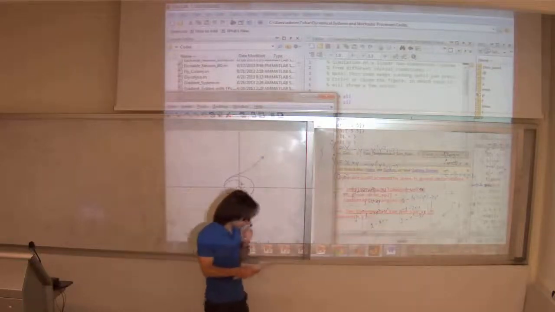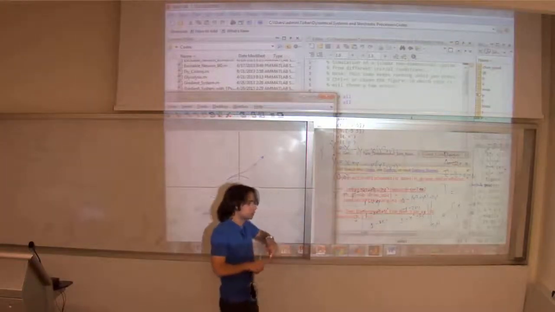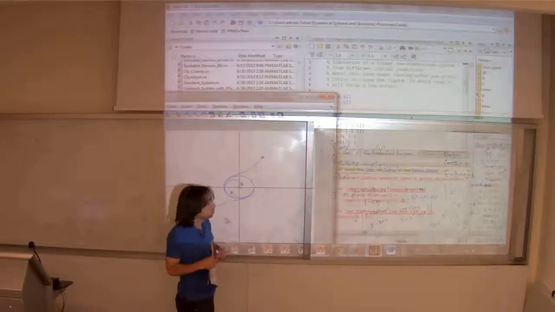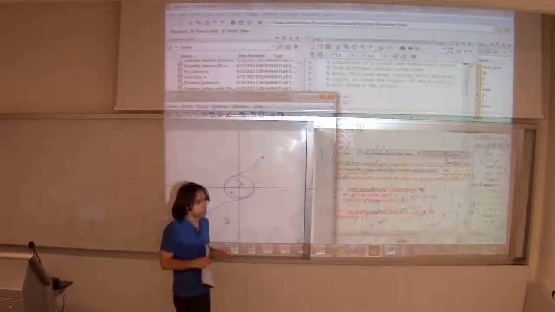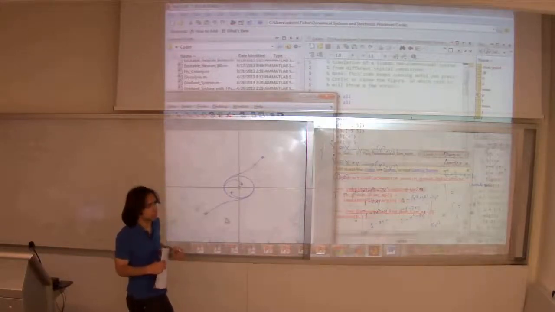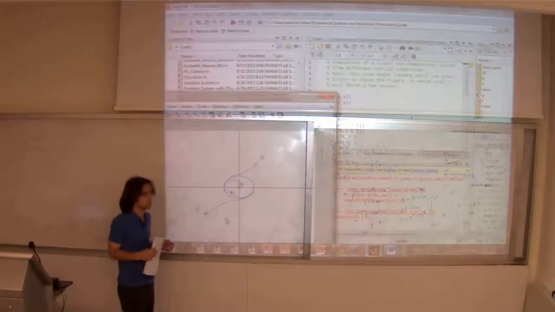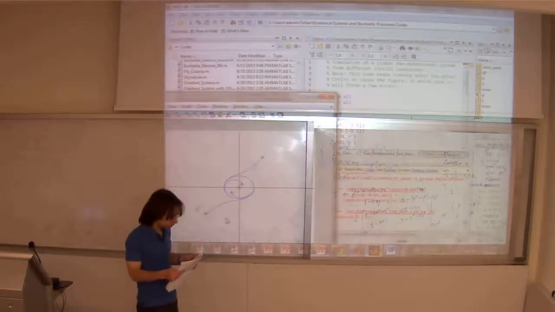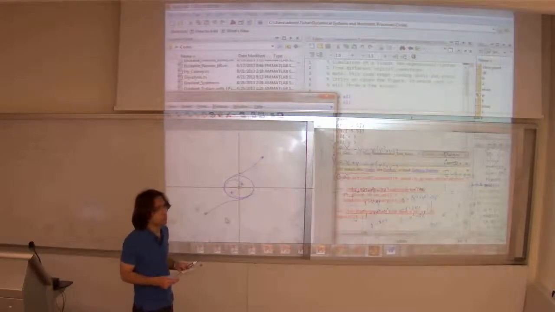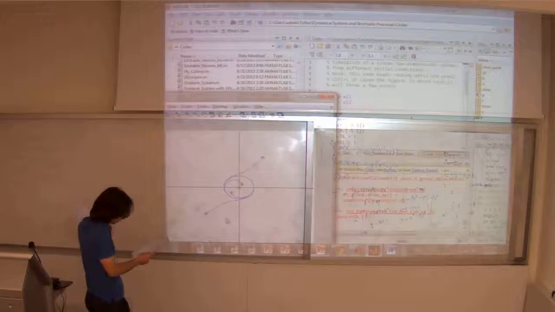Can you show a limit cycle analytically, or are you just saying? In this example, we can show it analytically, but usually no. So what you do is numeric integration, and you look at it, and you say, okay. I'll tell you what you can do for limit cycles later on.